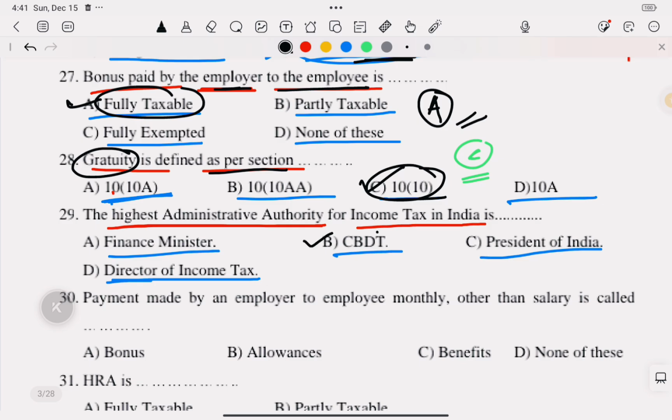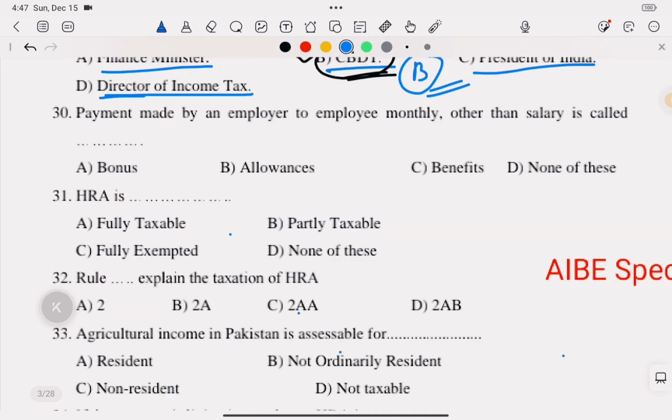That means CBDT, the Central Board of Direct Taxes, is the highest administrative authority for the income tax in India. So in this case the correct option would be our option B. Okay, so now moving to next question.